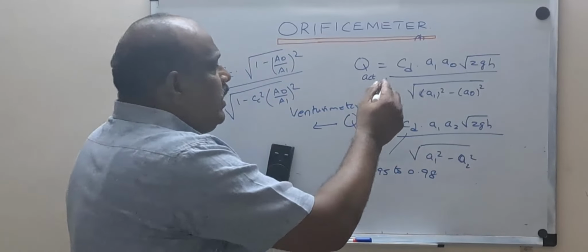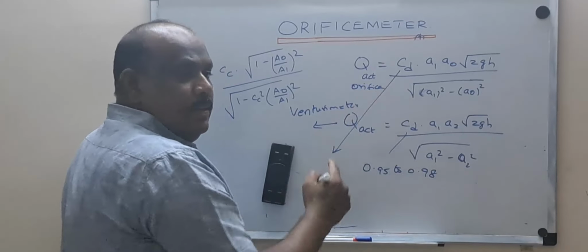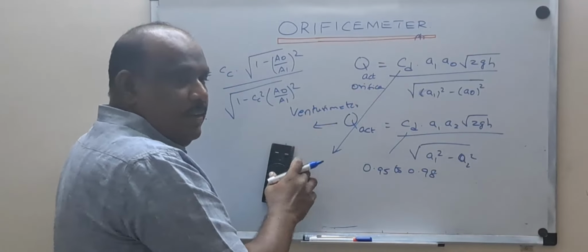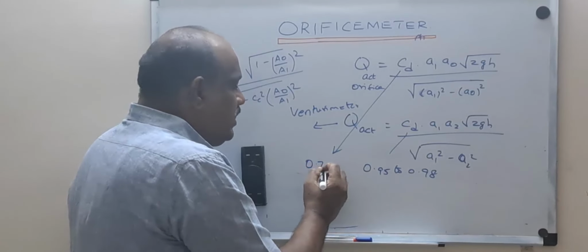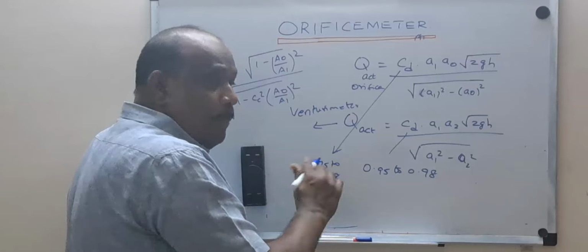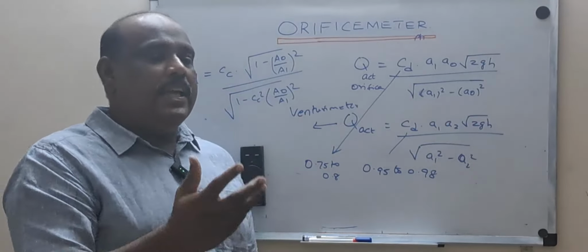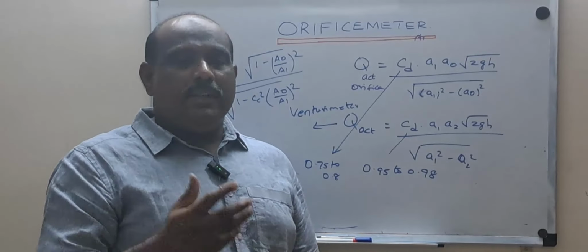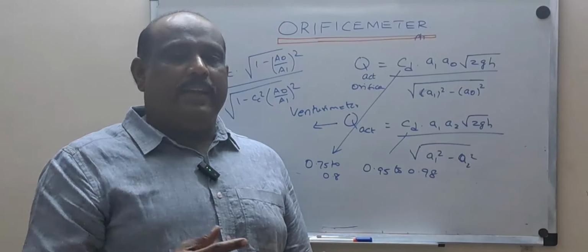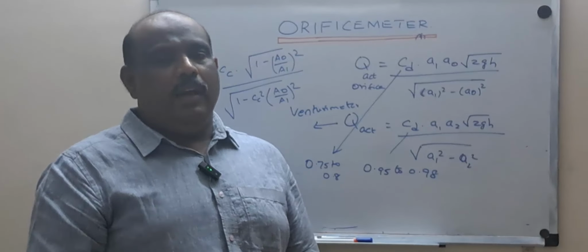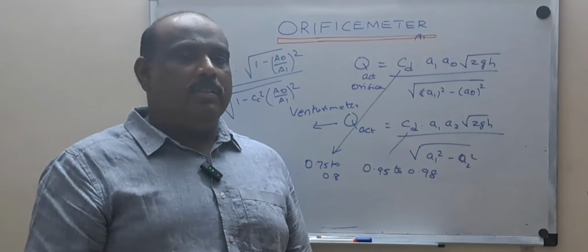What do you think the value of CD of Orifice-meter is? Will it be higher than this one or lower? Lower, yes. It is 0.75 to 0.8 only. Approximately, I am not telling the exact value. Which means the Orifice-meter is less accurate than the Venturimeter. But the advantage of the Orifice-meter is that it provides an easy method of calculating the flow rate with lesser cost. That is the main advantage of the Orifice-meter.